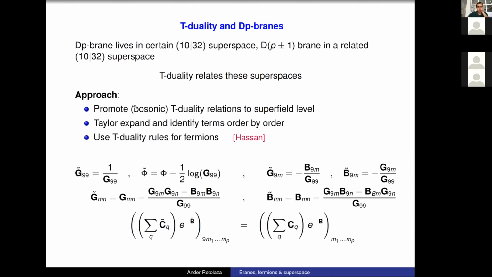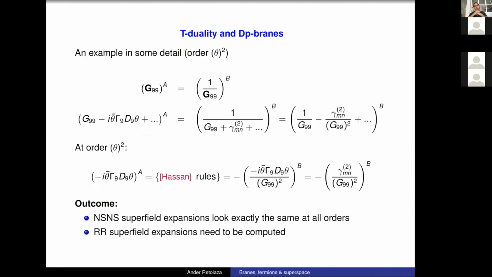As I told you, what you need to do is to promote the bosonic T-duality relations. These are the bosonic T-duality relations, but now they're going to hold also at the superfield level. There's nothing new that we can learn apart from what we did before. The approach is pretty much the same. As I told you, you can just make a Taylor expansion and identify the terms that are at order fermion squared, like here and here.